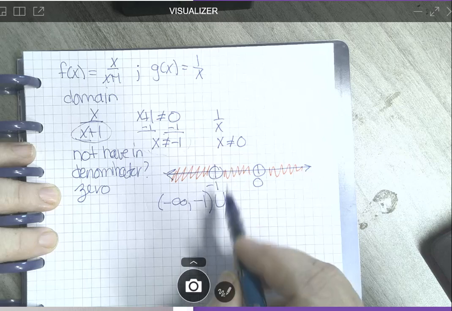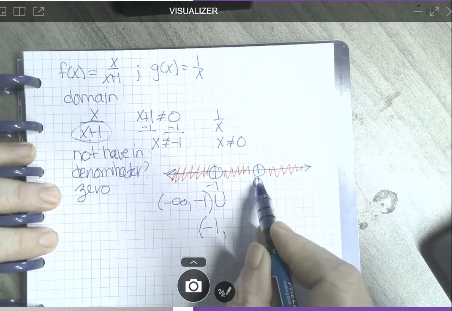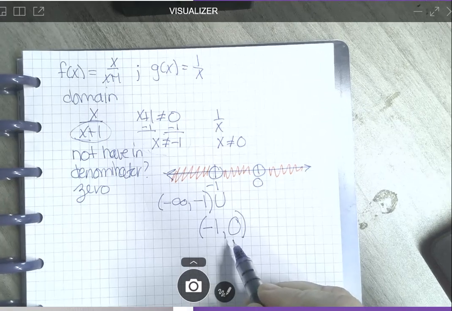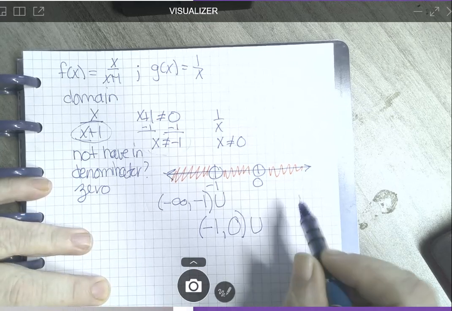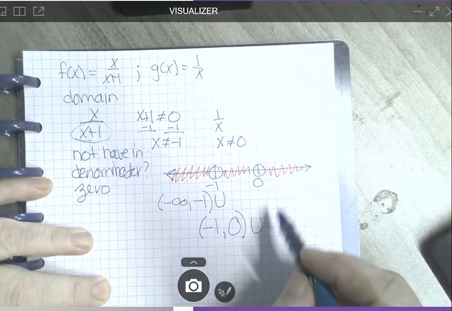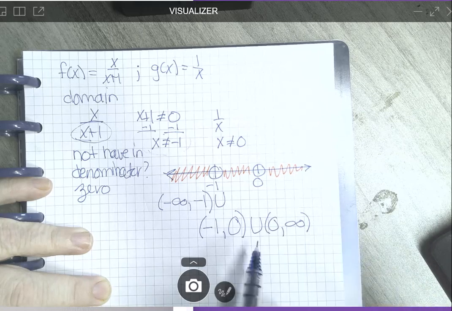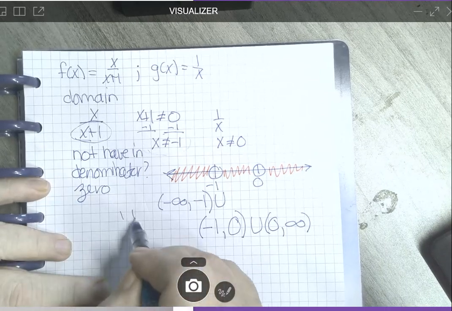So where are we coming from? Well, parentheses, negative 1 to 0. Once again, we're going to use a parentheses because it doesn't equal that. And then union, where are we going here? Well, we're going to start at 0 and we're going to go to infinity. And you did it. Cool. Good job. Yay.